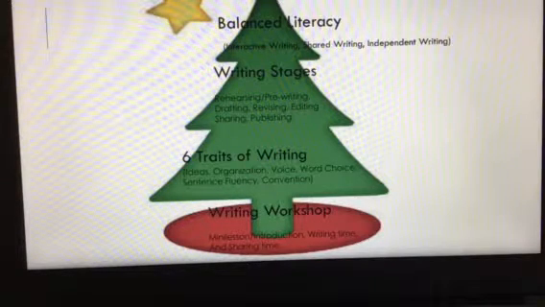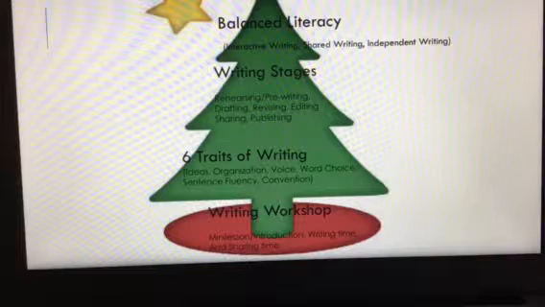Next, I will talk about the 6 traits of writing. The 6 traits of writing include ideas, organization, voice, word choice, sentence fluency, and conventions. Ideas is the main message or point of a piece. An example would be if a student decides to write about their dog.